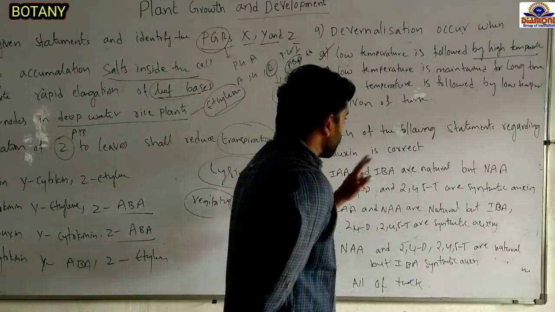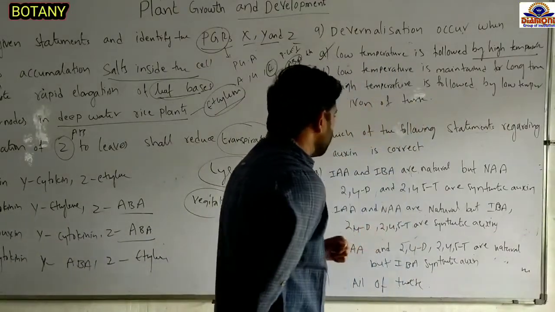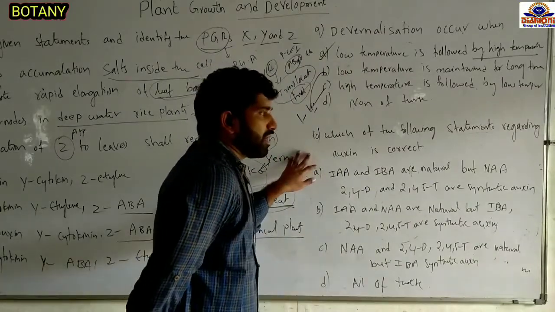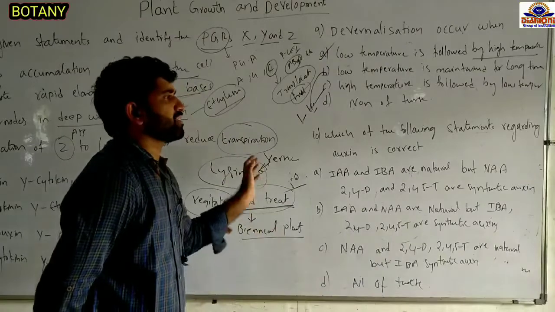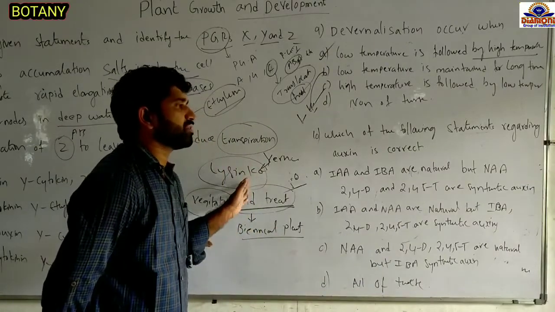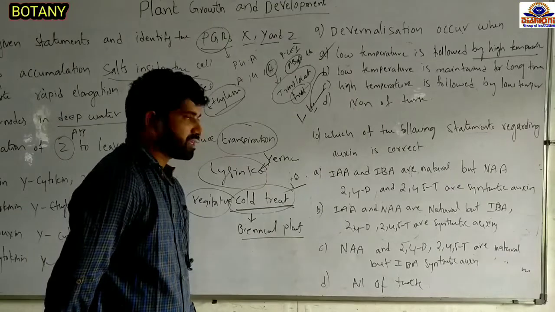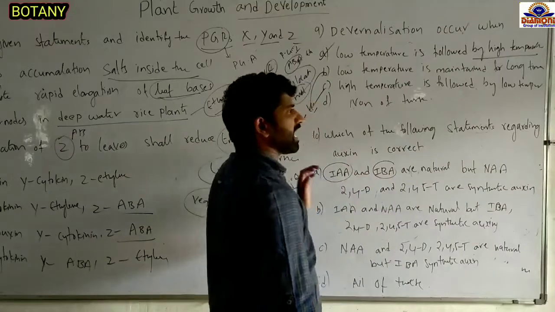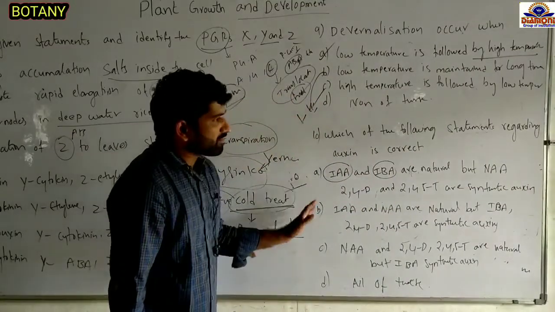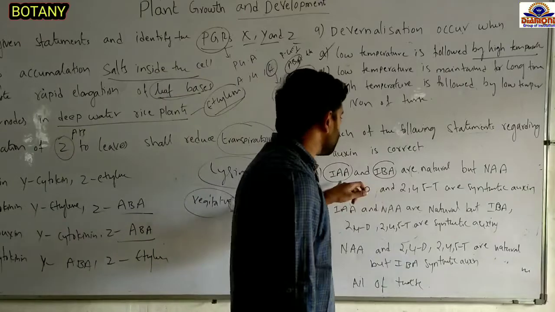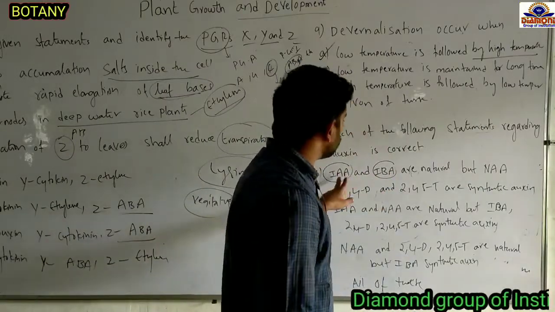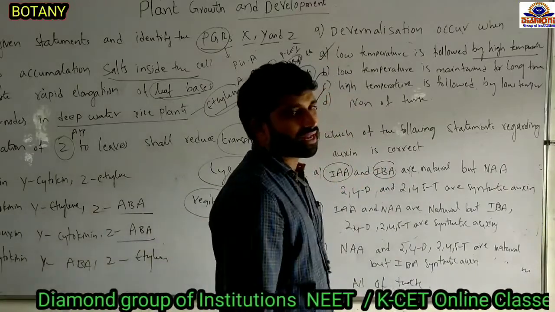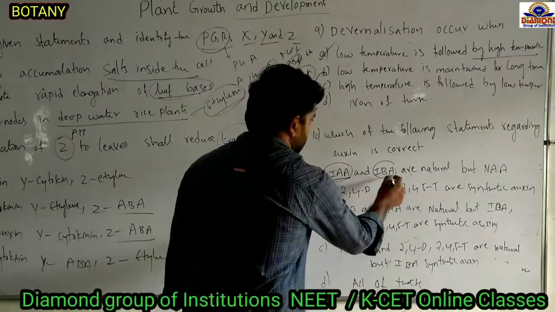Options are IAA, IBA are natural, but NAA, 2,4-D and 2,4,5-T are the synthetic auxins. Yes, auxins are one of the phytohormones. They have several characters that we use in horticulture and also plant tissue culture. These auxins are again classified into several types based upon natural availability. Some auxins such as IAA and IBA, indole 3-acetic acid and indole butyric acid, are available in plants naturally. So that's why we call these two natural auxins.